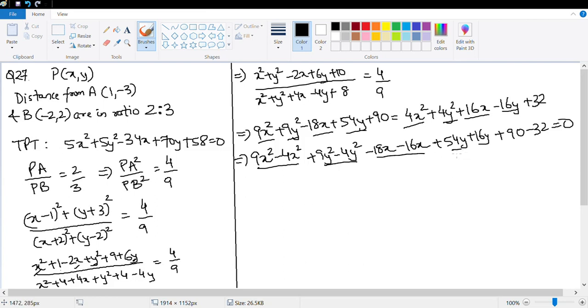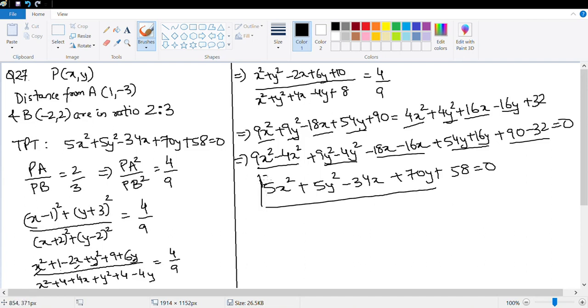Let's group like terms together, and I get 9x square minus 4x square, 5x square, 9y square minus 4y square, 5y square, 18 and 16, that's negative 34x, 54 and 16, that's 70, so plus 70y, plus 58 is equal to 0, and this is exactly what I had to prove. So hence proved. Done.